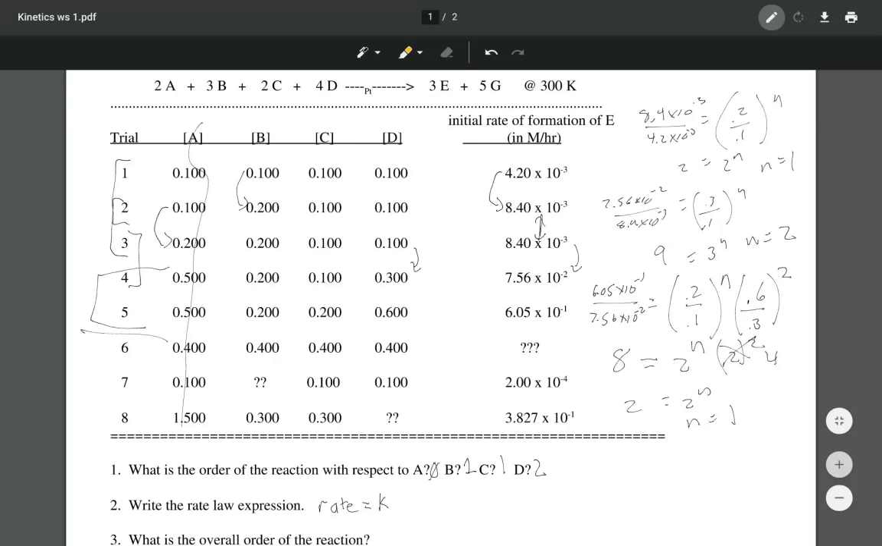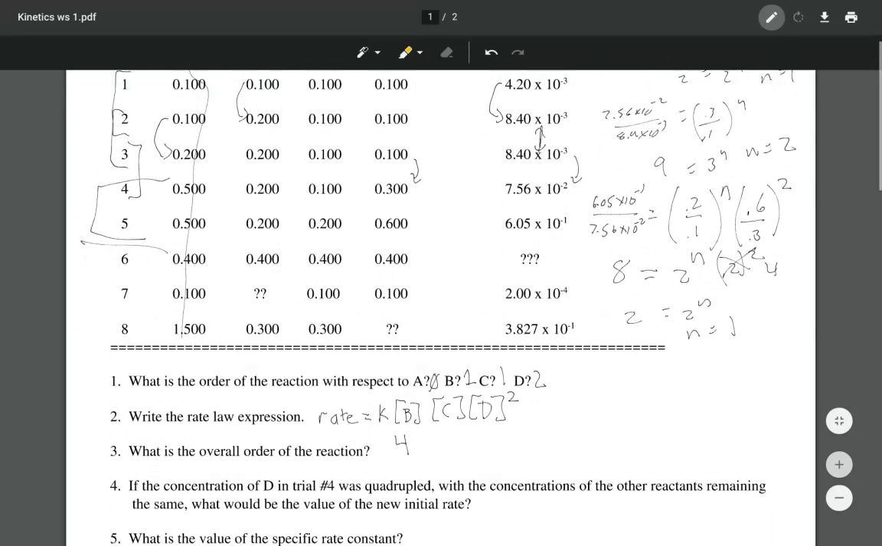So our rate law would say rate equals k times the concentration of B times the concentration of C times the concentration of D squared. And we don't include A because it's zero order, and you don't have to write the ones for B and C because we typically don't do that. Then if it asks what's the overall order of the reaction, we just add the B plus the C plus the D orders together. 1 plus 1 plus 2 is 4.